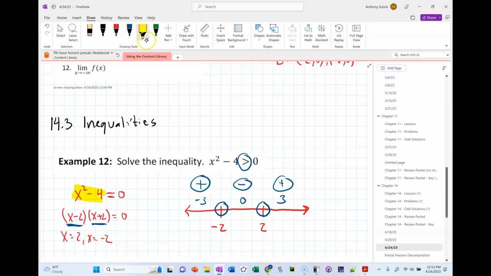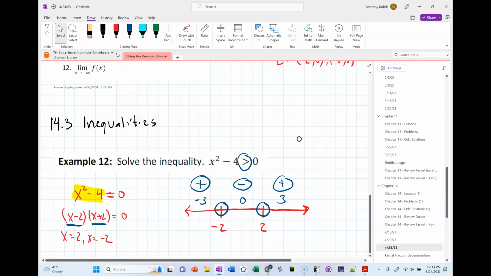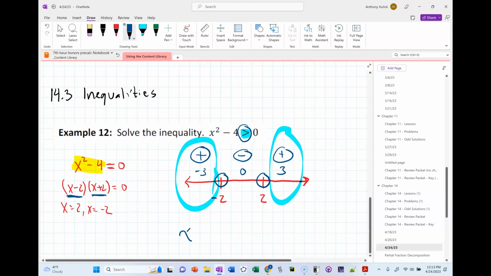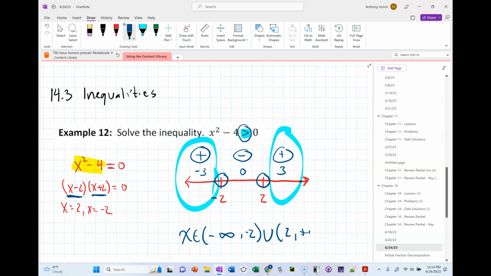All right. Now, what parts of this sign diagram do I want? What am I trying to find? I'm trying to find where x squared minus 4 is greater than 0. So what parts of the sign diagram do I want? The positive parts, because it's greater than 0. So those are the 2 pieces I want. So I'll say I want the x's from -infinity to -2, and from 2 to positive infinity. Does that feel okay to everybody?